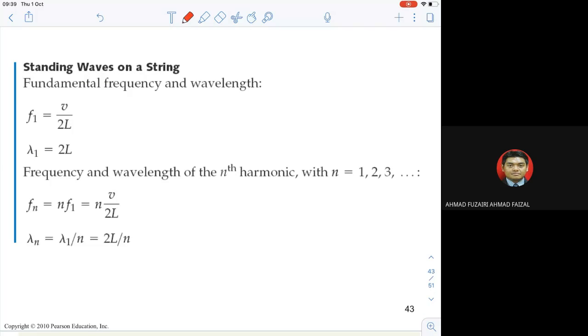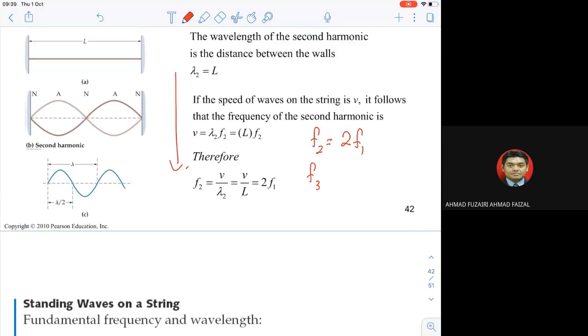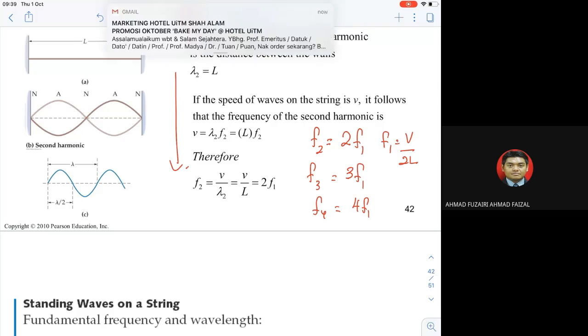Okay, so for the conclusion, for F3, it should be 3 F1. How to get F1? F1 is V over 2L. Okay, so when you know F1, you can find what is F2, F3, F4, or F100, F1000, still using the same equation.